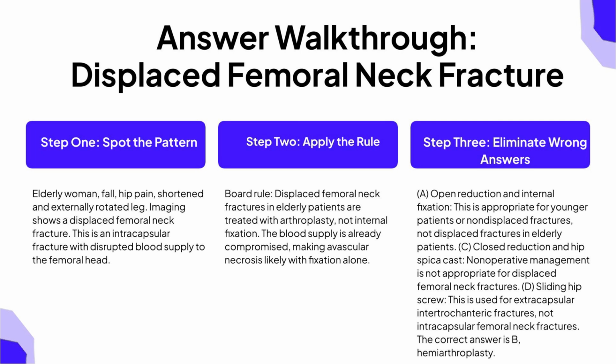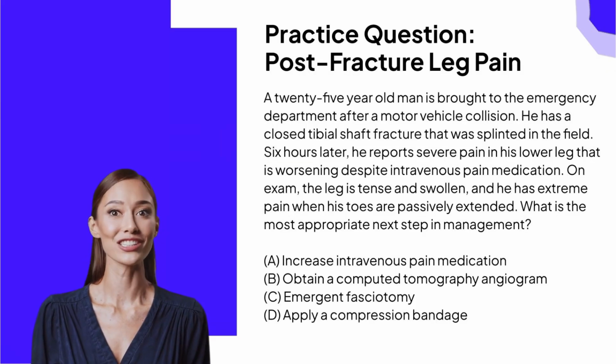Eliminate wrong answers. Open reduction and internal fixation is appropriate for younger patients who need to preserve their native hip or for non-displaced fractures. A hip spica cast is non-operative management and would be inappropriate for a displaced fracture. A sliding hip screw is used for extracapsular intertrochanteric fractures, not intracapsular femoral neck fractures. The correct answer is B, hemiarthroplasty. Here is our second practice question.